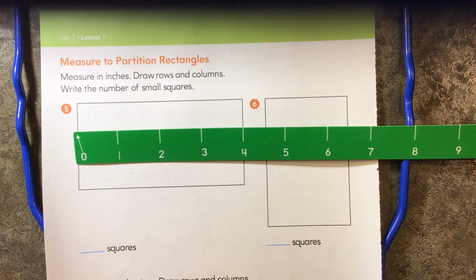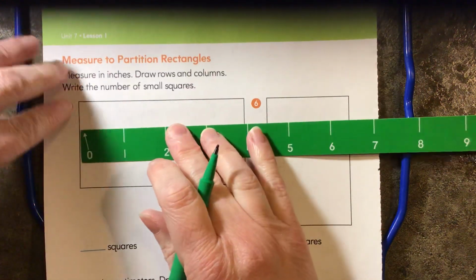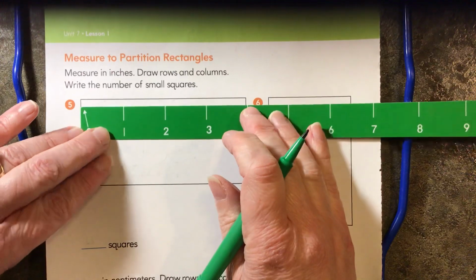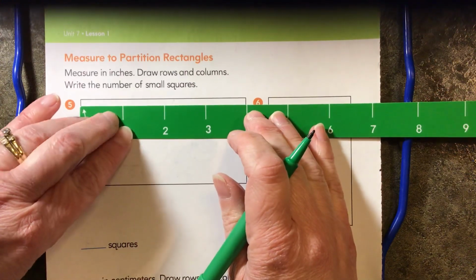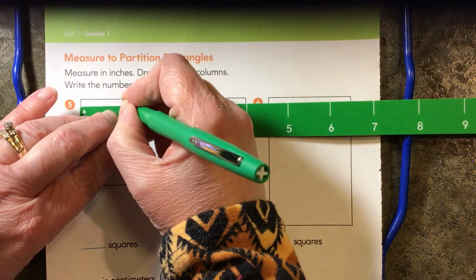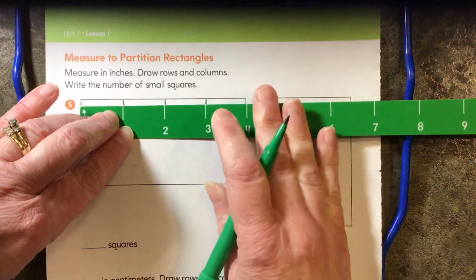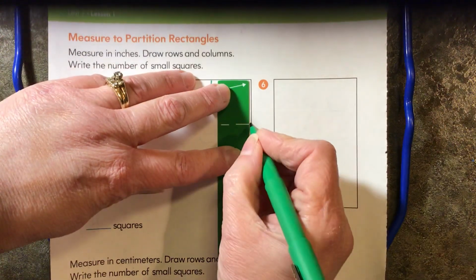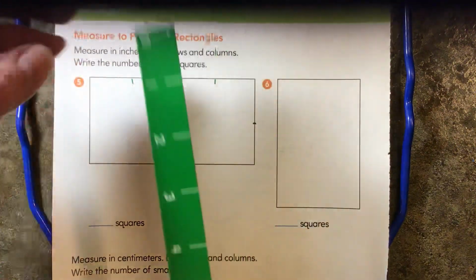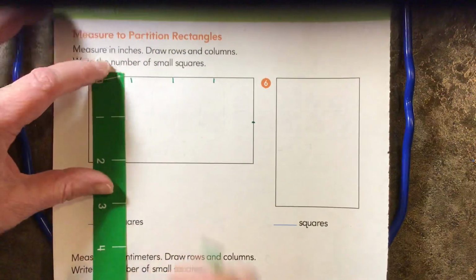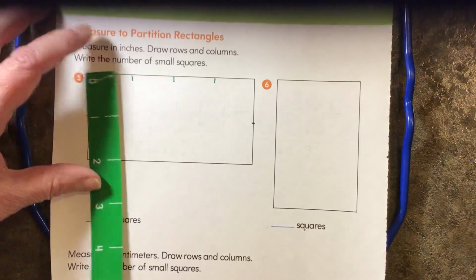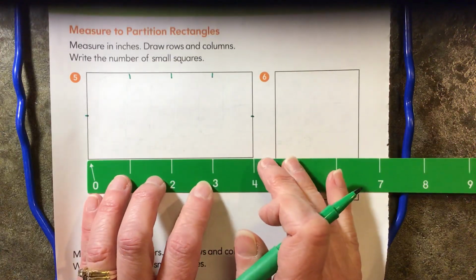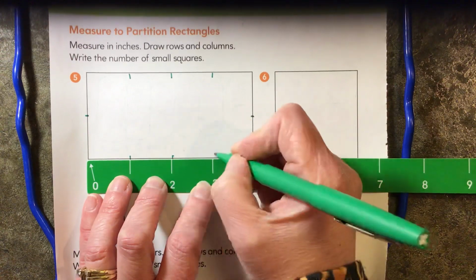Okay. All right. So what we're going to do, it says measure in inches. We're going to draw the rows and columns, and we're going to write the number of small squares. So I'm going to put my inch ruler on my big rectangle here, and I'm going to mark where my inches are. I'm going to mark along the side here. If you actually have a wooden ruler at home, you can use that as well, if you find that might be easier to use.